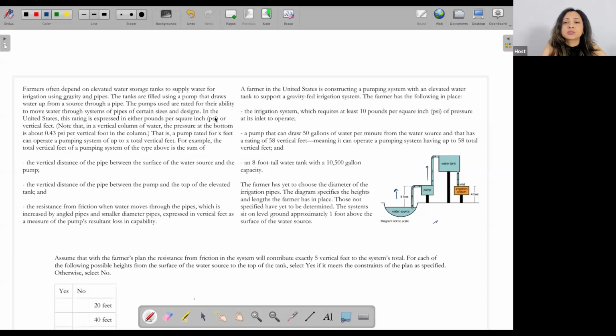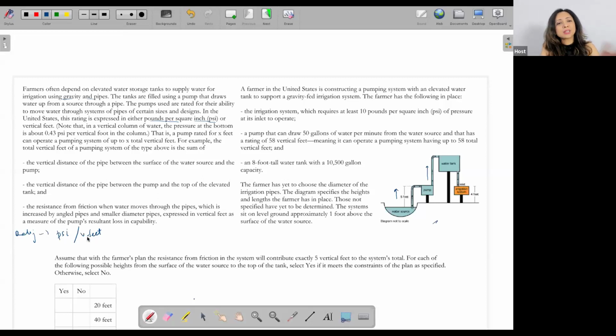and designs. So now the pumps have a rating given to us, yeah? Whatever it will be, we'll get to know. In the United States, this rating is expressed in either pounds per square inch, so either PSI, they say, or vertical feet. So the rating for a pump, they have given us that rating is going to be either in PSI terms, like for example, 10 PSI, 20 PSI, whatever, or it is going to be in terms of vertical feet. So again, 30 feet, 40 feet, whatever it is, right? So this or this, all right.